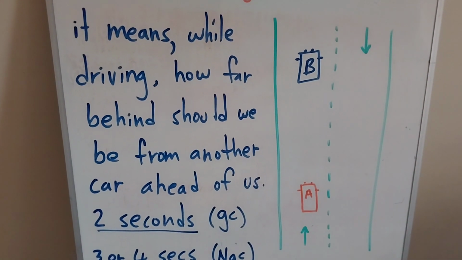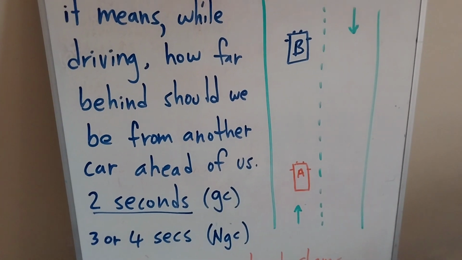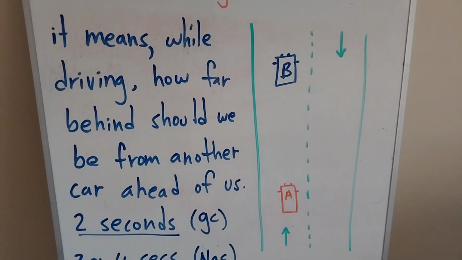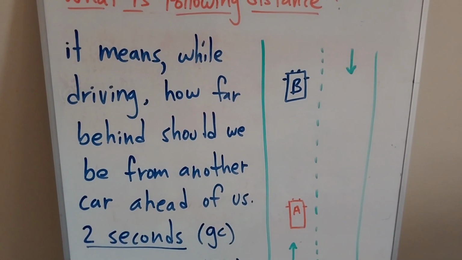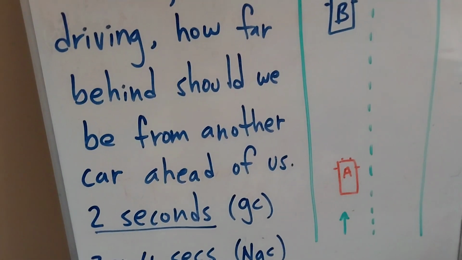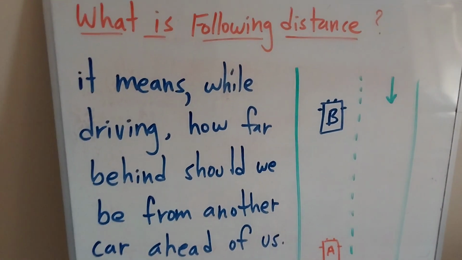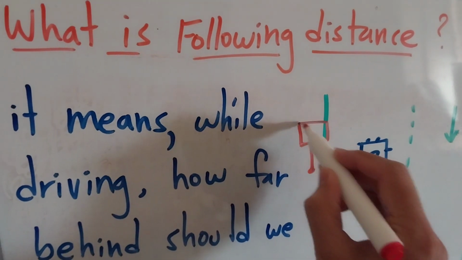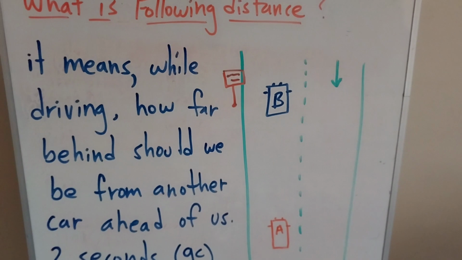Now, how do we determine the 2 seconds gap or 3 or 4 seconds gap? You have to take a reference point. It could be a tree, a house, a parked vehicle, a post or a signboard. There are a lot of signboards on the road. So what you can do is just consider a signboard. Suppose there's a signboard over here that has some information, maybe a speed limit sign.